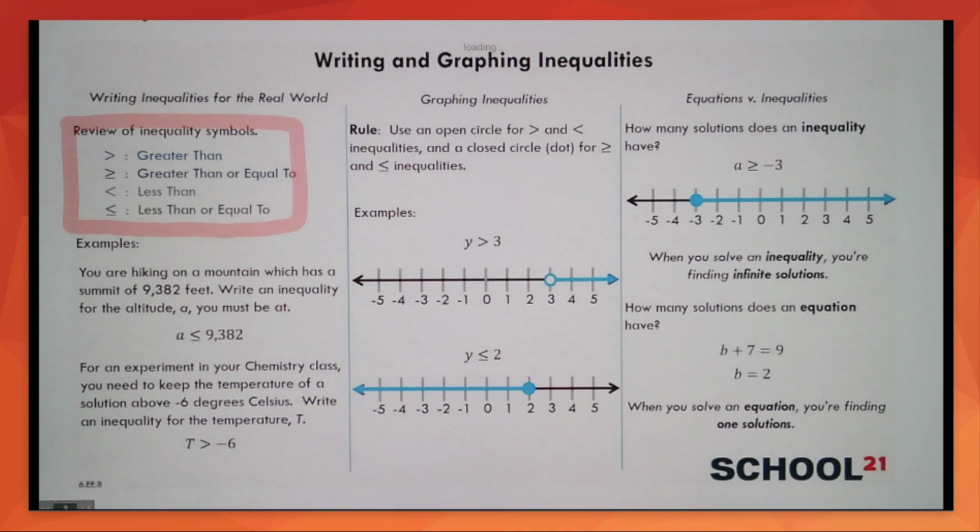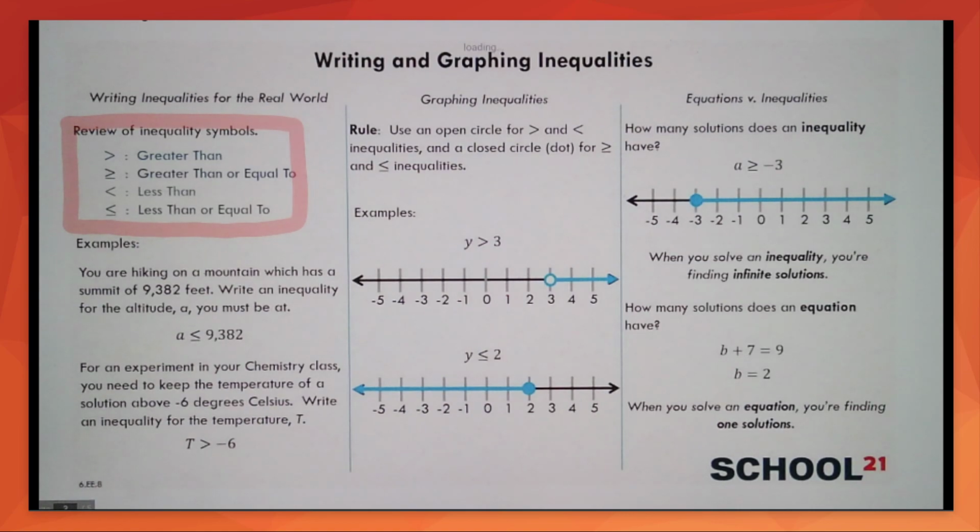So at all times, T is greater than -6. It's not greater than or equal to. It is greater than. It absolutely cannot be -6. It can be -5 because that's greater, right? Think about a number line, okay?